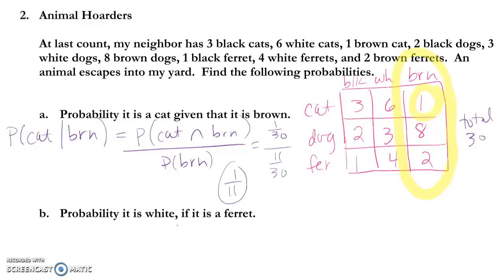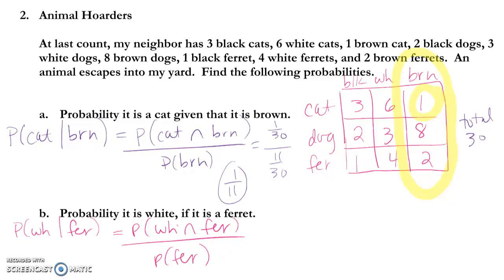If we look at our next problem, we want to write it in words: the probability this animal is white, given that it is a ferret. So we're going to do the probability that it is white and a ferret, divided by the probability that the animal is a ferret. Just like on the previous problem, we can set up our different equations. For a white ferret, there are only 4 white ferrets, so 4 out of 30. The probability that it's a ferret in general: we have a total of 7 ferrets, so 7 out of 30.